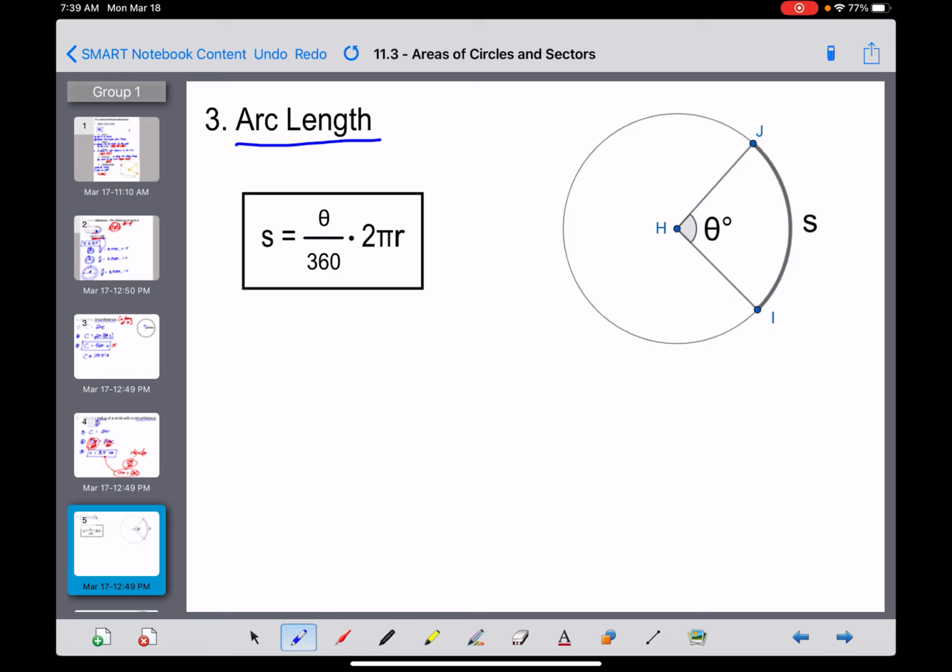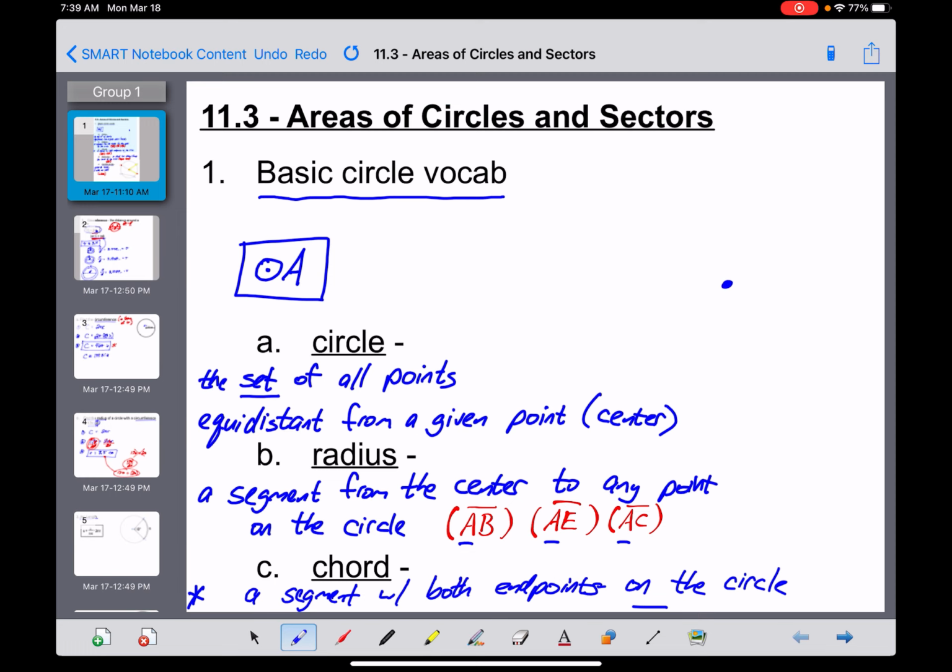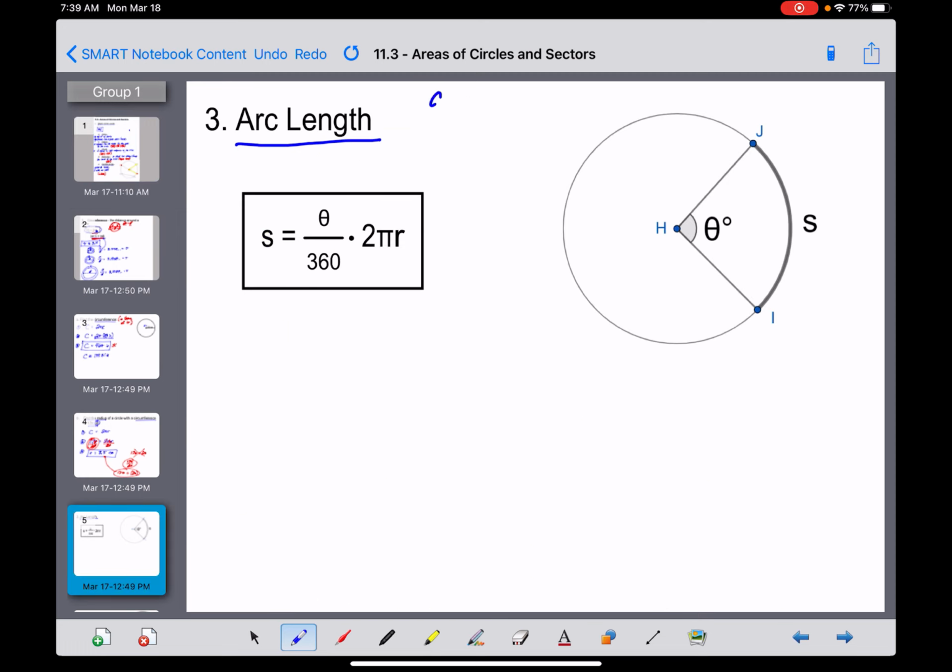So an arc is maybe something I could have defined way back over there on page 1, but an arc, in fact, let me just jot this down right here, is simply a portion of a circle. And in this diagram right here, I've got the arc drawn heavily. This arc that goes from point J to point I is part of circle H, but not the whole thing. And for no reason that I can figure out, the variable S is used in every geometry book I've ever seen to represent the length of an arc. So when we talk about S, that means arc length.